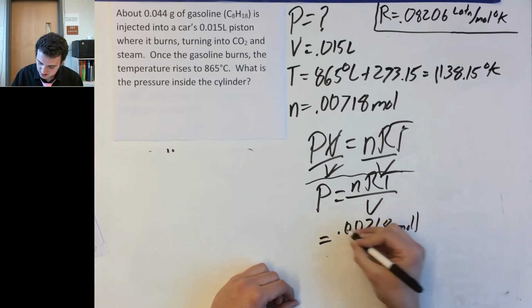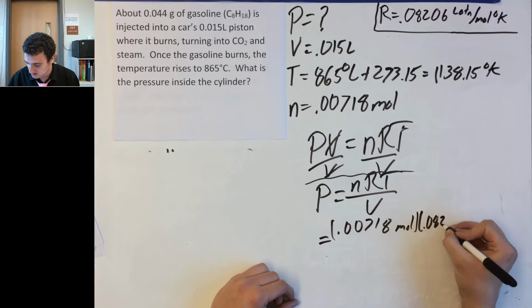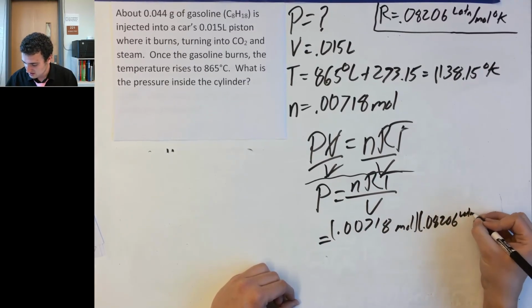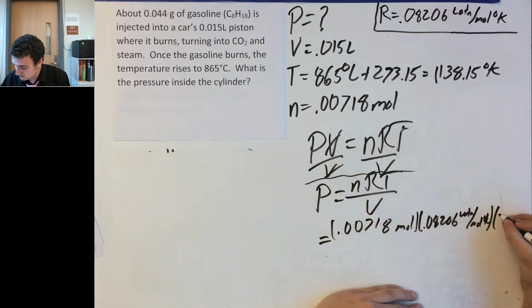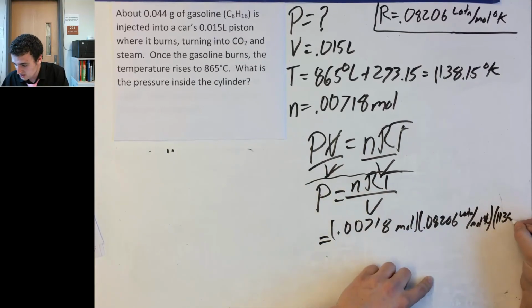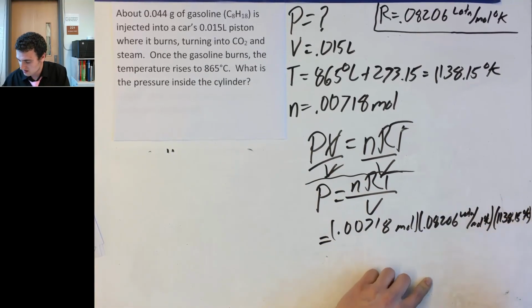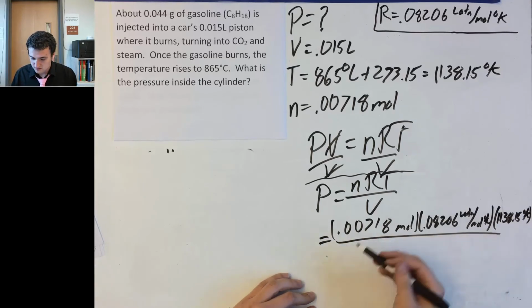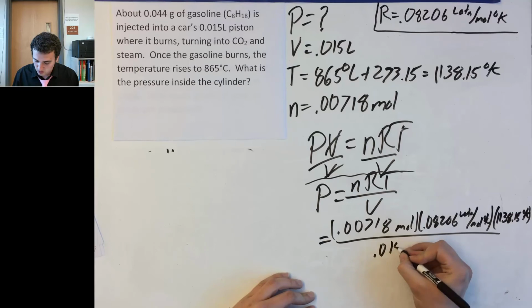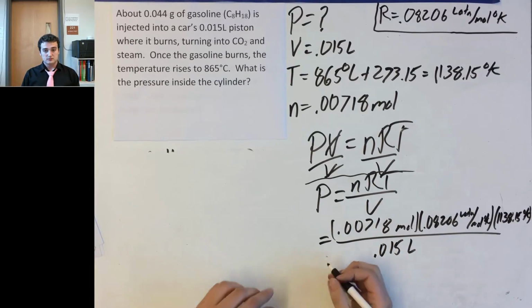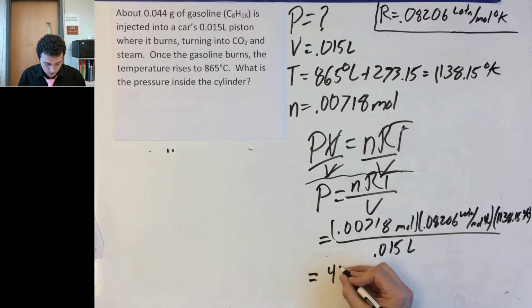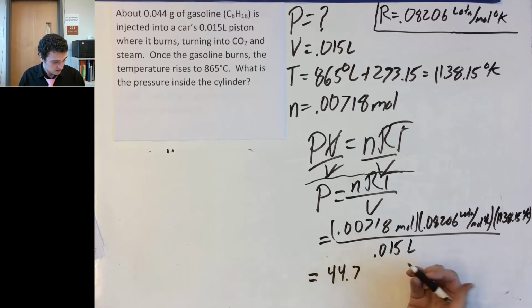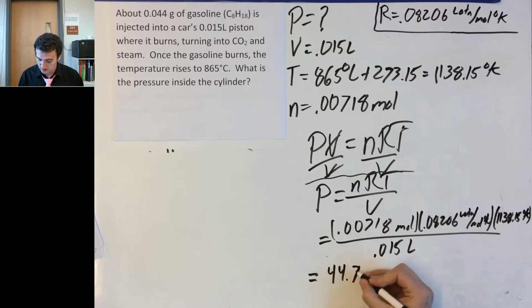0.00718 moles times R, 0.08206 liter atm per mole Kelvin, times the temperature, 1138.15 Kelvin. Sorry if it's getting a little small there. Divided by the volume, 0.015 liters. I solve this out and I end up with 44.7058. We'll round it off to three significant figures, 44.7 atm.